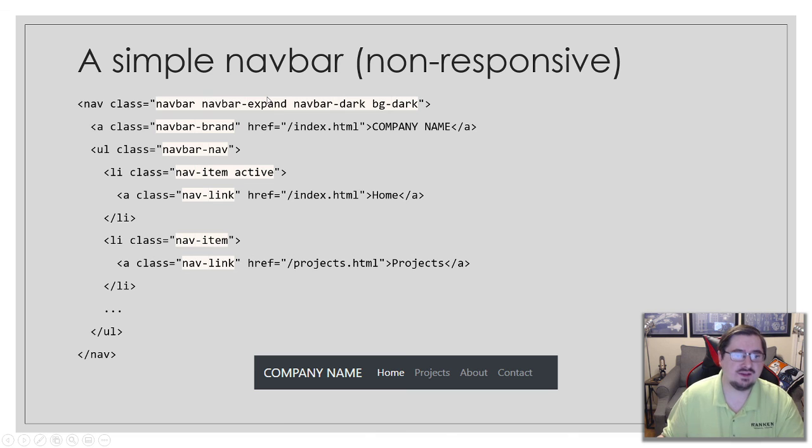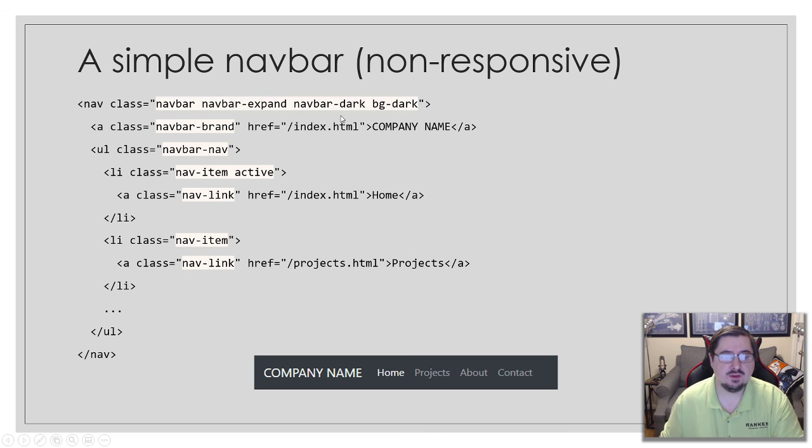I've given it the class navbar-expand. Notice that navbar-expand doesn't have a breakpoint, which means that the navbar will always be expanded because I haven't told it at what breakpoint to expand. It's going to expand even at the smallest screens. So that's the part that tells it to not be responsive: navbar-expand.